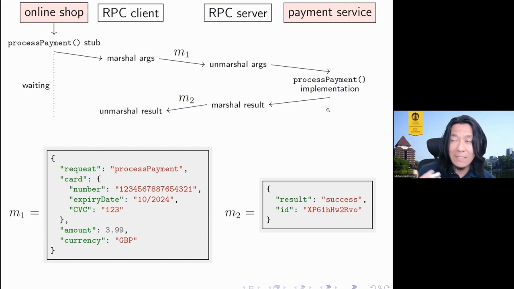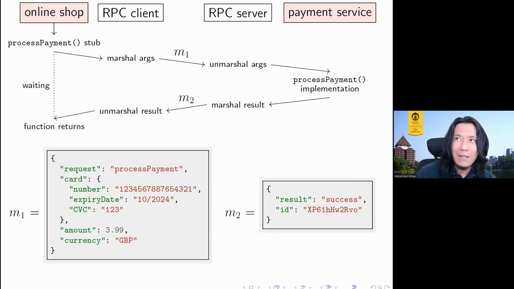If the execution is a success, the payment service will send the message again. Simply, success or failed or the credit card has expired, but basically those are the messages. They will send another message to the server, to the online shop server. And then that's it.